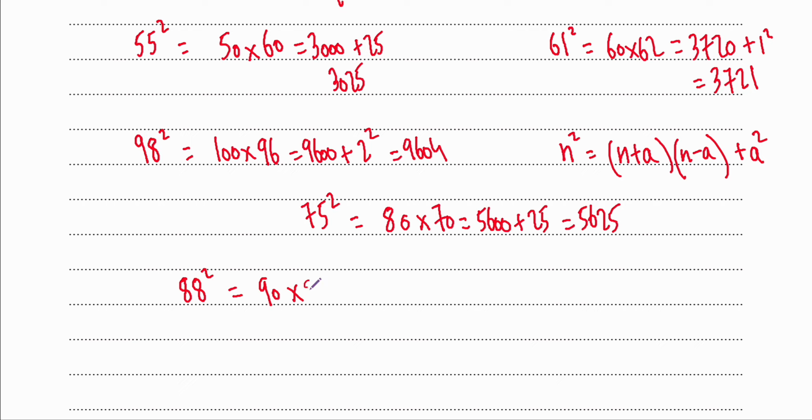I would do times 86, and I end up getting, well, 90 times 80 is 7,200, plus 90 times 6 is 540, so I have that. And then since I subtracted 2, I add 2 squared, so I add 4 to that. And then I end up getting 7,744, and that should be your final answer.